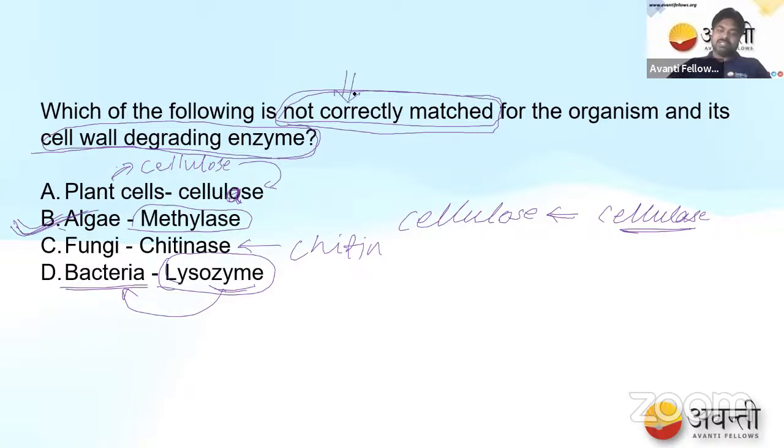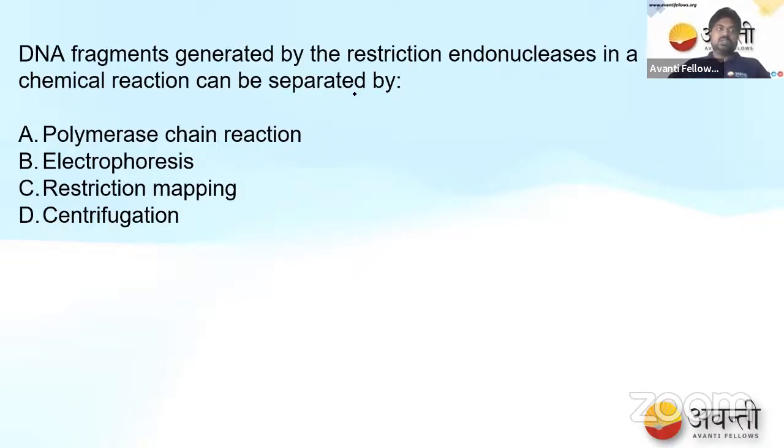which is not correctly matched. Next, DNA fragments generated by restriction endonucleases in a chemical reaction can be separated by, मतलब जो डीएनए फ्रैगमेंट हम जनरेट करते हैं with the help of restriction endonuclease, उसको हम सेपरेट कैसे करें? How do we separate the fragments of DNA? So first option is the polymerase chain reaction. Next option B is electrophoresis. Option C is restriction mapping. Option D is the centrifugation technique.